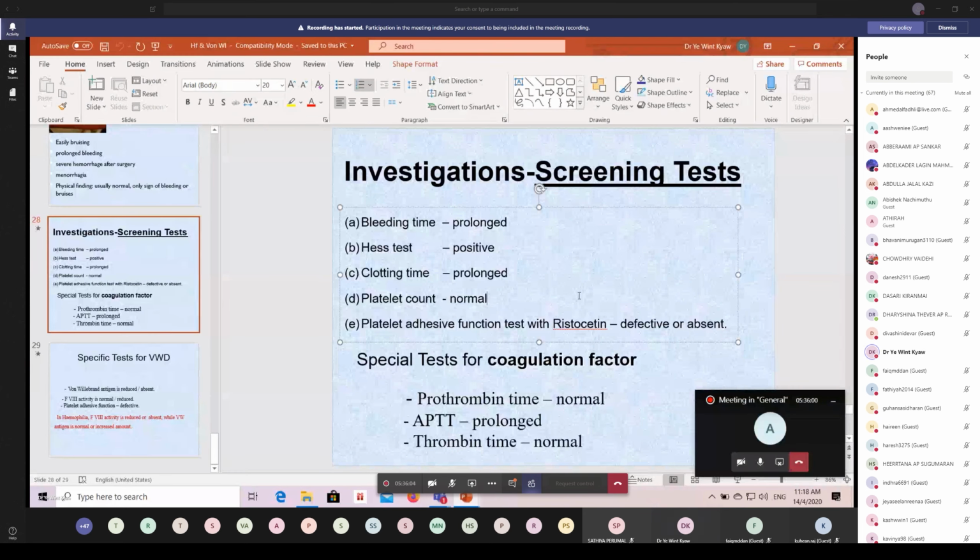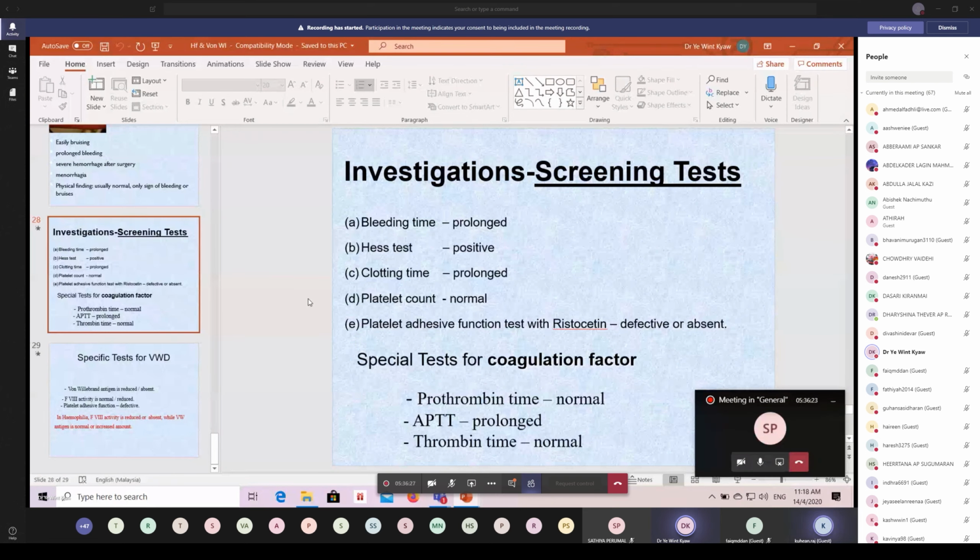Why is Hashim so silent? Sham, so silent. Hello. Why did the Hess test become positive here? Previously, hemophilia was negative, right?